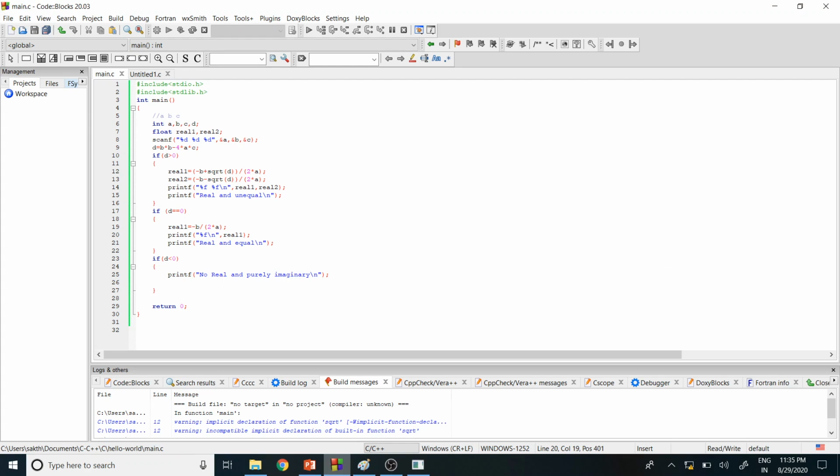This is how we write a simple C program for finding the roots of quadratic equations.